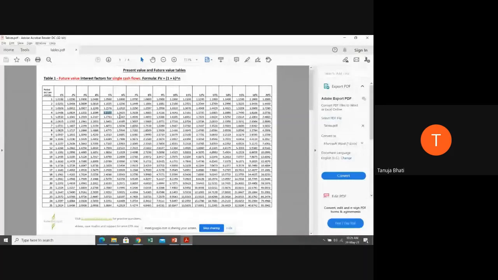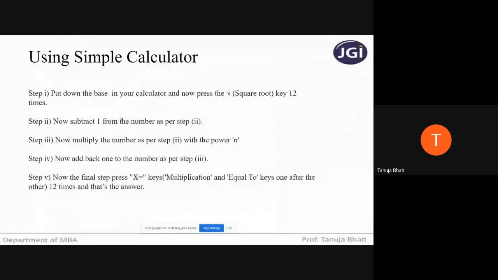Next, using simple calculator. Now, anyone has simple calculator, or are you using scientific calculator only? Does anyone use simple calculators? If you use, then I will explain this procedure. Otherwise, we may skip this procedure since all are having scientific calculators. Then it becomes easy for calculation. Is anyone using simple calculator? No, ma'am. I'll just once go through it in case someone is using.